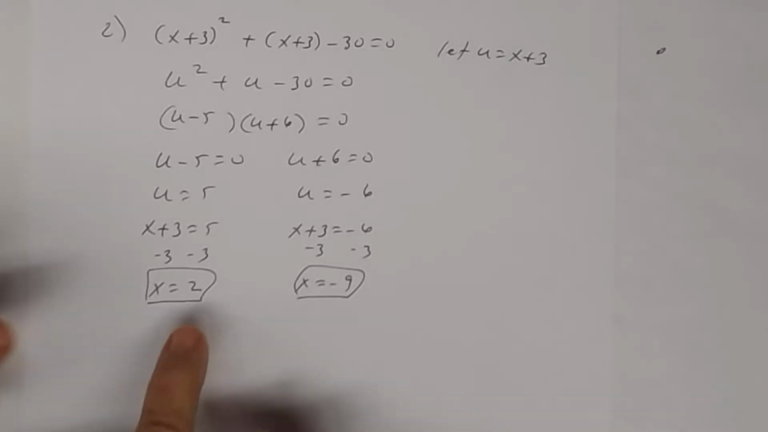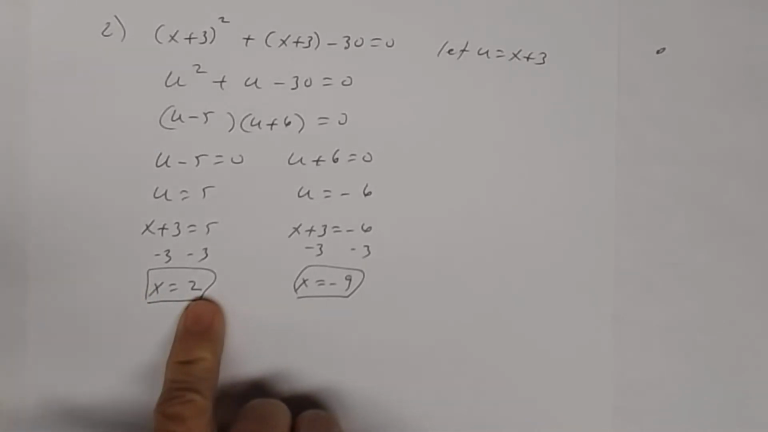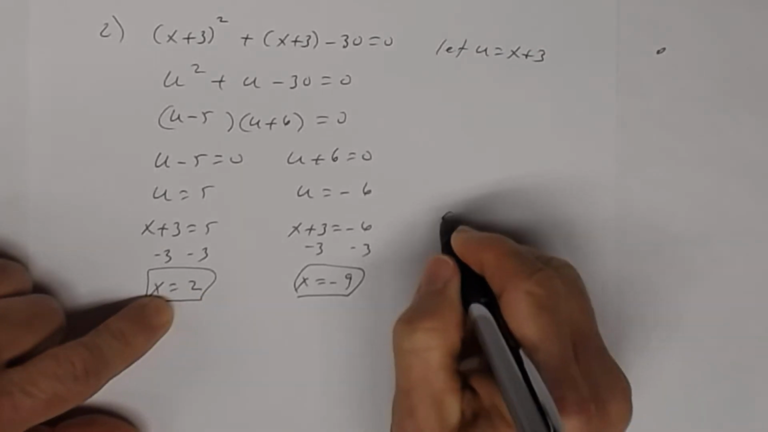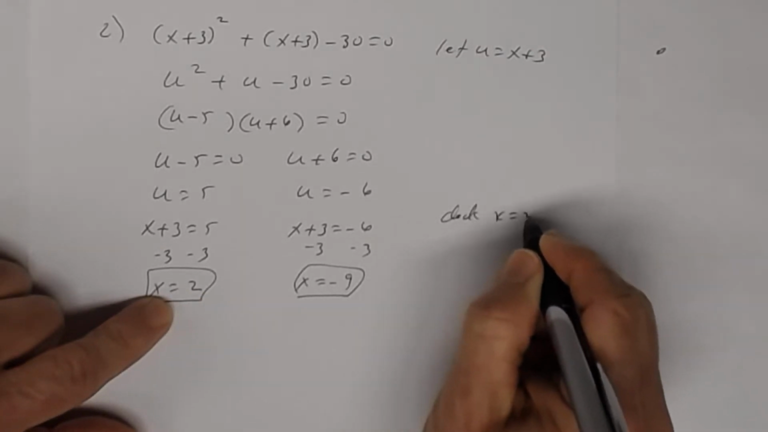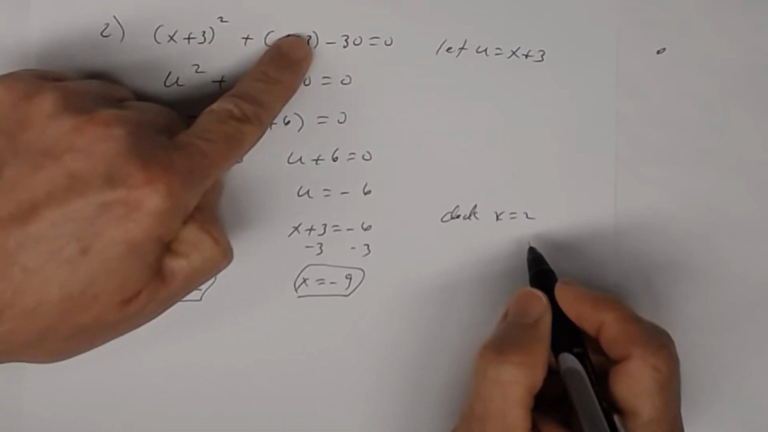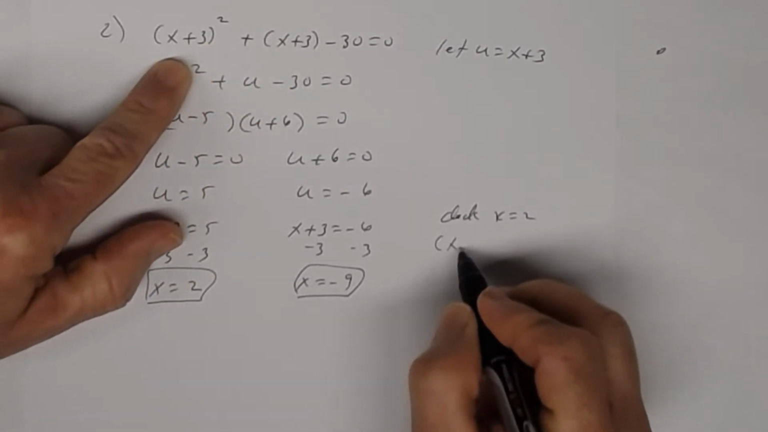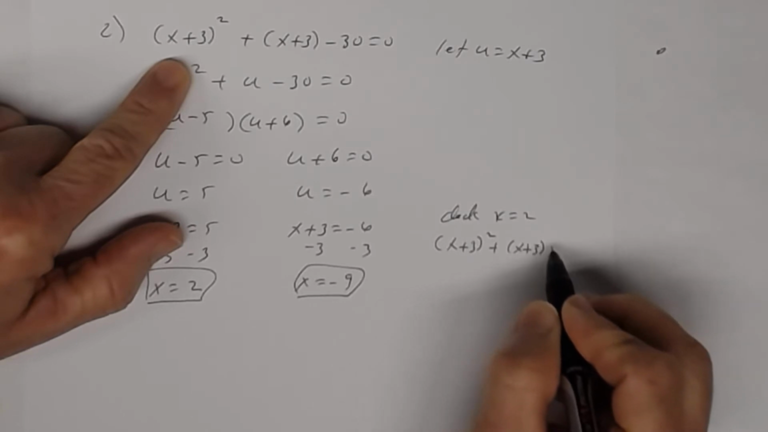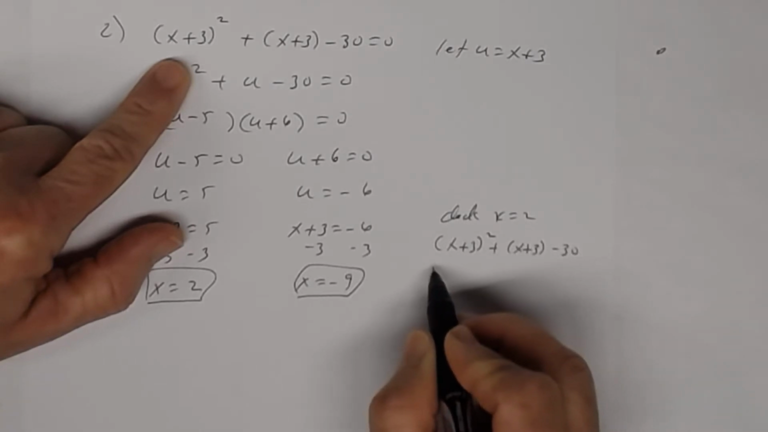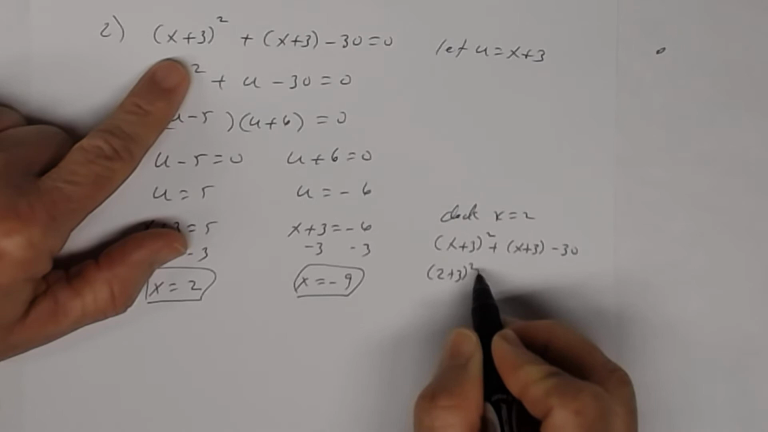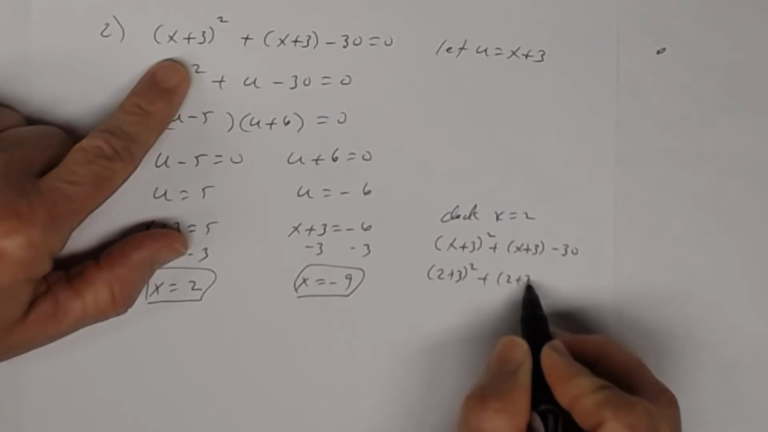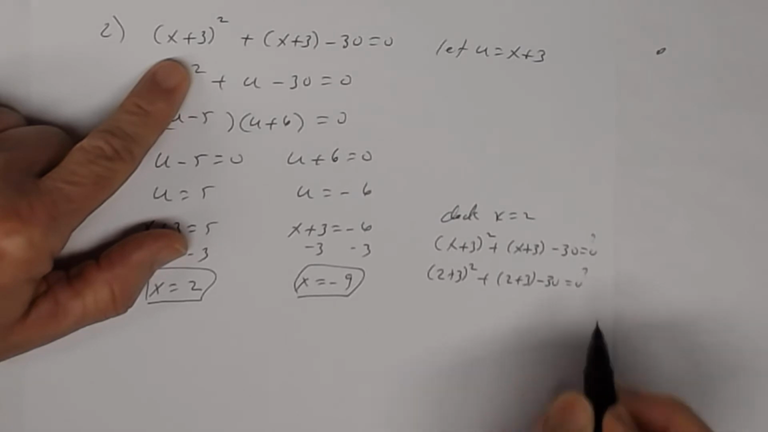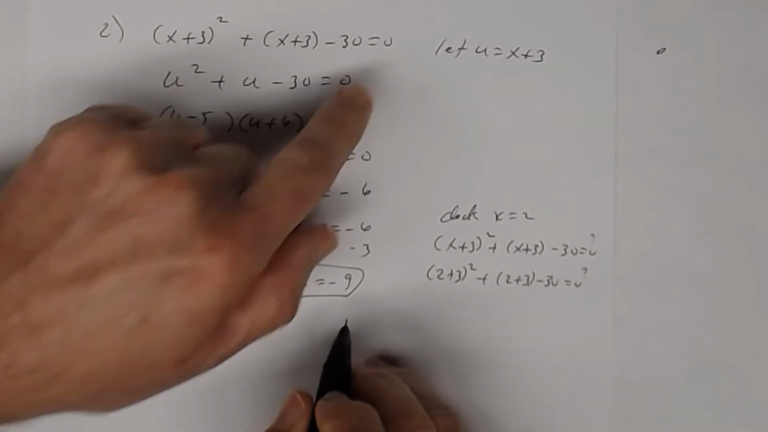And you can always check your work. On a test, you're not going to have time to do that. But let's just check. I just want to show you. Let's check x equal 2. So you go back to the original. Where we see the variable x, you're going to substitute 2. So I get 2 plus 3 squared plus 2 plus 3 minus 30. And you want to see if that's going to equal 0.